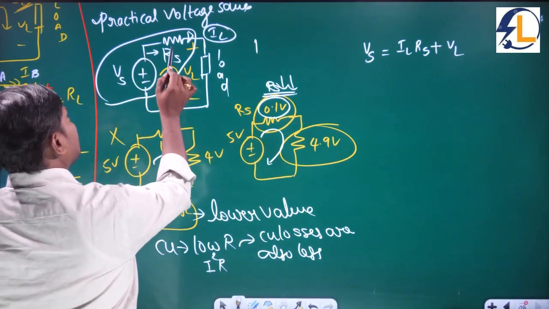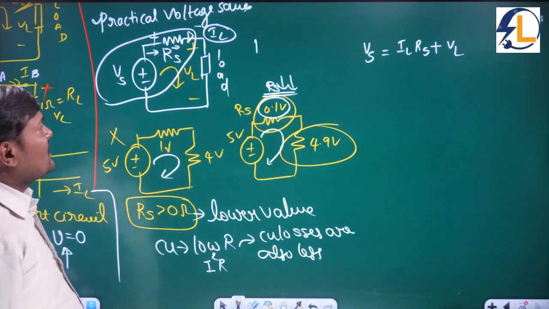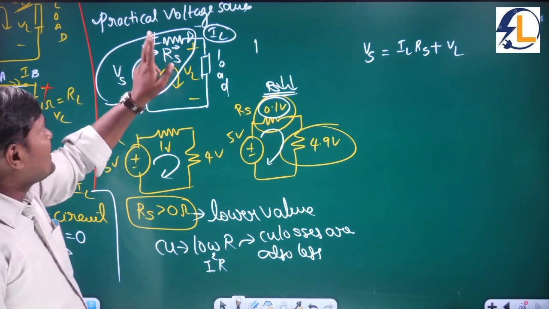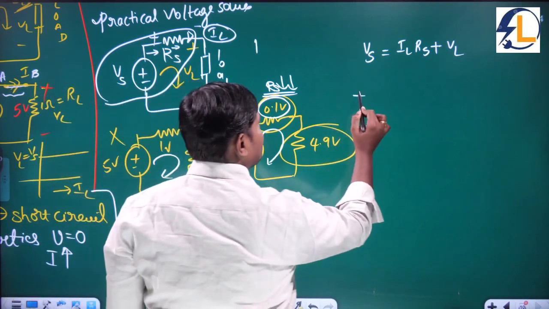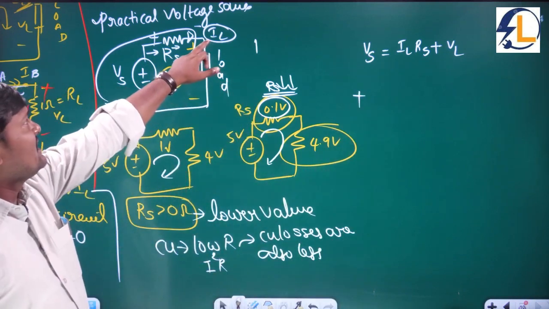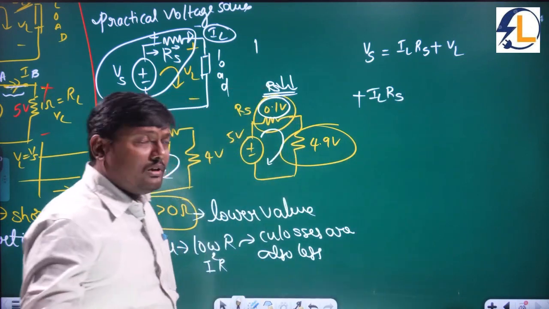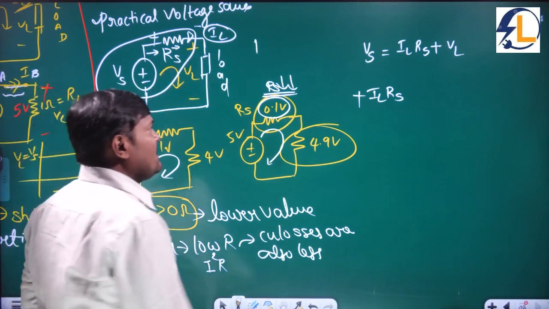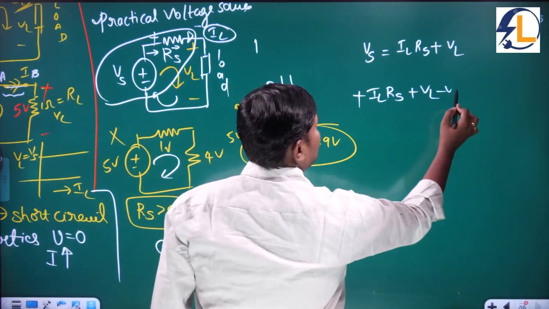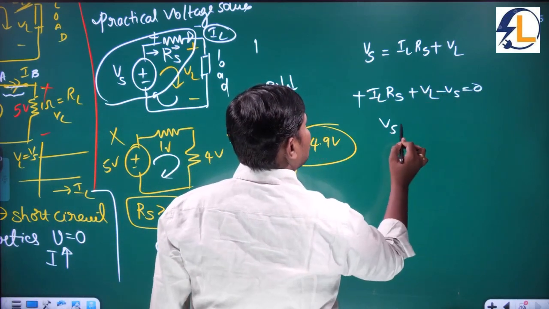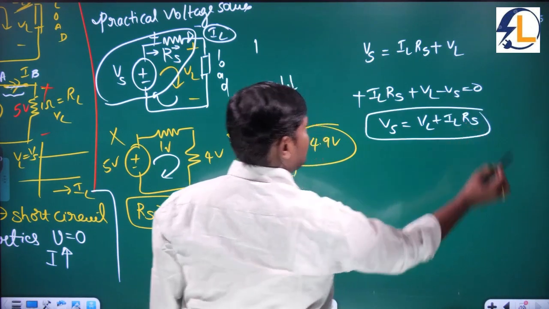See, if it is flowing in a clockwise direction, always the current flows from higher potential to lower potential. So current enters into the positive terminal. Current entering the positive terminal can be treated as positive, means plus. And what is the current here? IL. And what is the resistance? IL into RS is called the voltage. And the current enters into the positive terminal, yes, plus VL. But coming to here, minus Vs is equal to 0. Check whether this equation is correct or not. Vs is equal to VL plus IL into RS.